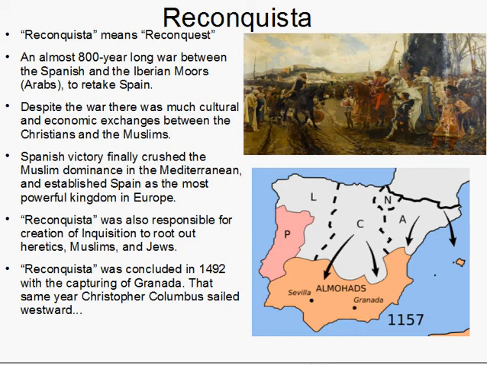But what it did, it created Spain as the most powerful military power in Europe. It also meant that the Spanish crown, the Spanish political leaders, were now looking for new sources of wealth and conquest. So in 1492, when the last city of the Moors, Granada, was finally taken, Christopher Columbus set off sailing to the west.